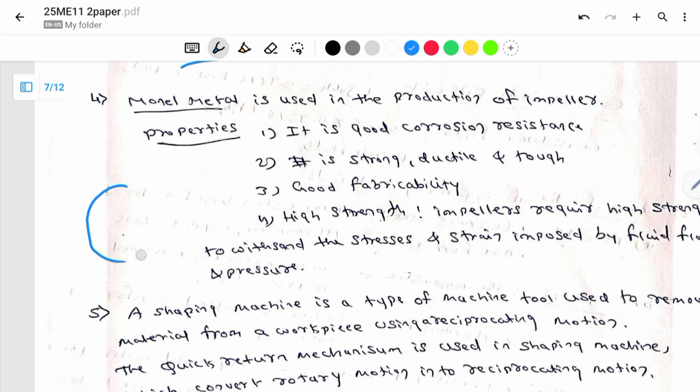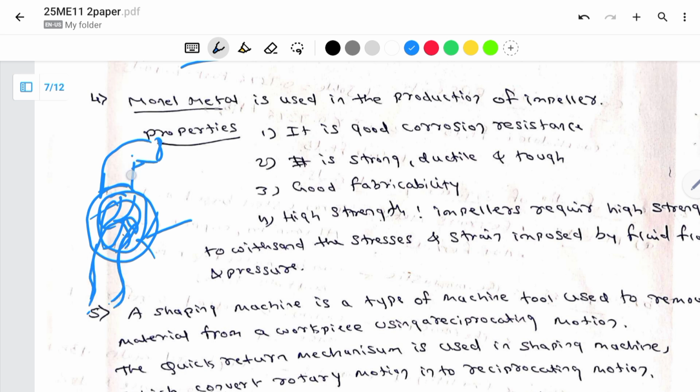So when you are having the motor like this pump, in the pump and motor, you can see like this, you are having the impeller. This is called the impeller. The internal part, whatever is there, has a shape like this. The shape of the motor is like this. So inside the part, this angular shape is called the impeller. So here, nickel alloy is used in the production of the impeller.